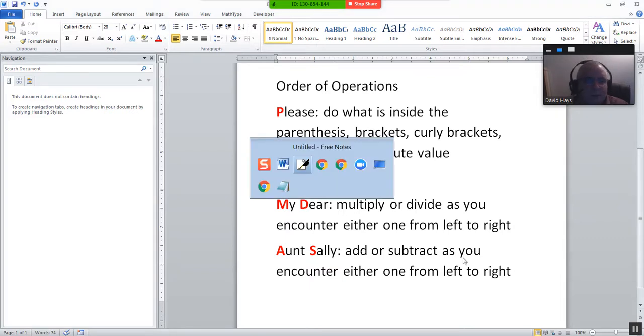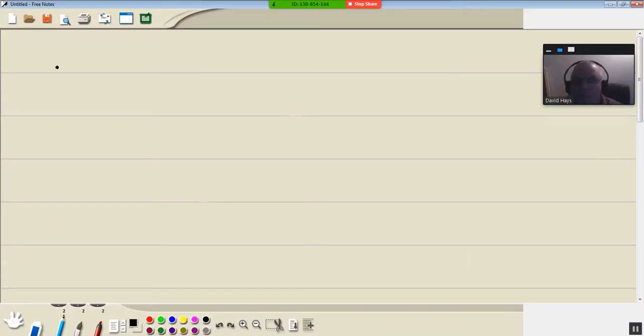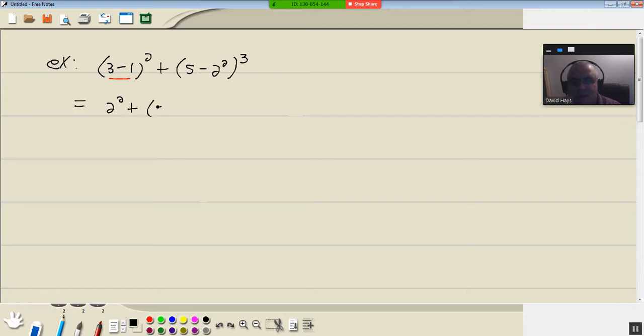So if I had a problem, let me make up one. Let's see, 3 minus 1 squared plus 5 minus 2 squared to the third power. Please, do what's inside the parentheses. Well, do this set of parentheses first. We got 3 minus 1, which gives us 2. So we got 2 squared, and everything else carries down.